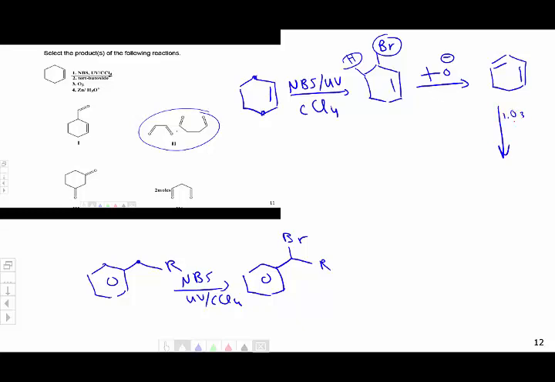Now, ozonolysis followed by zinc, H3O+, or the two steps are mainly ozonolysis. In ozonolysis, wherever there is a C double bond C, it's going to break to form a C double bond O.